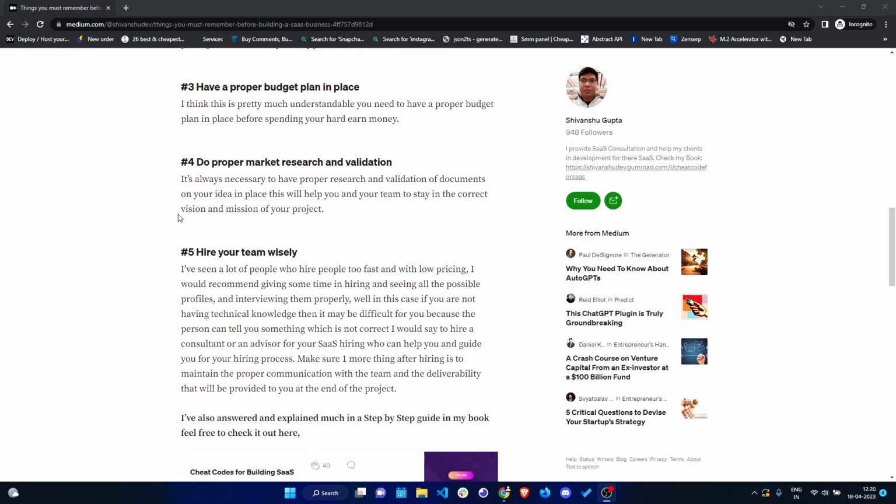Number four is about proper validation and research. This is the place where most people lack. They don't do proper validation and research of their SaaS idea, and they directly jump into the market hoping that people will buy their application, which eventually does not happen. My recommendation would be to do proper validation research, and to hire a consultant or an advisor who will sit down with you, research your idea, and give you an honest opinion on where your niche can be. Then you should approach that particular SaaS application.